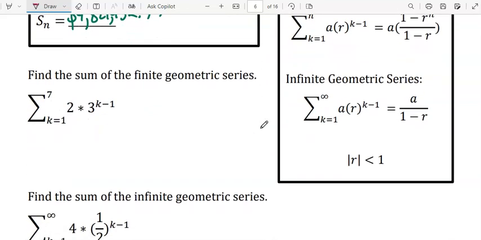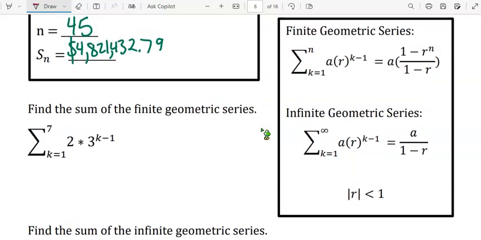Let's look at this one. Find the sum of the finite geometric series. It's the same thing without a specific application. We have the summation from k equals 1 to 7 of 2 times 3 to the k minus 1 power. Let's identify A, R, and N. A is the initial value, that's 2.